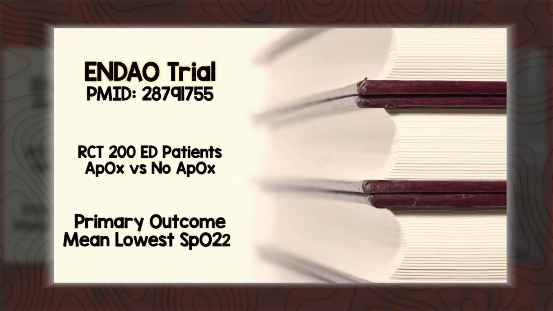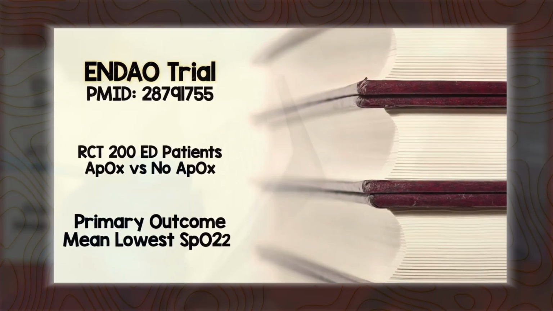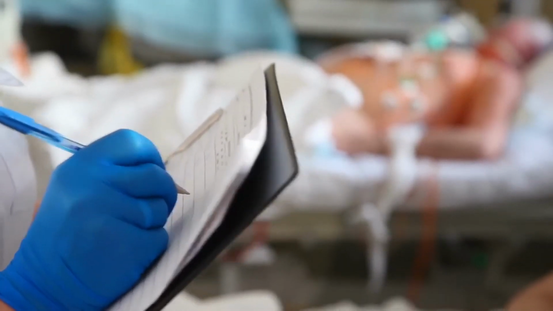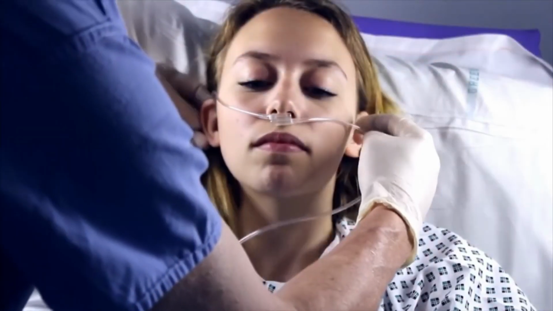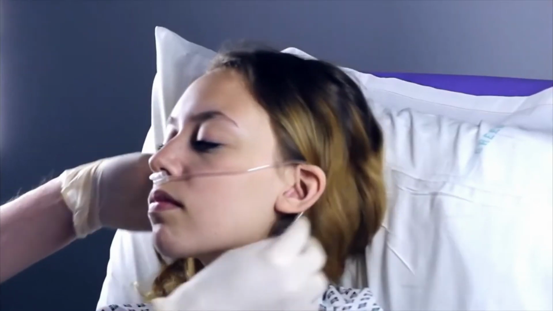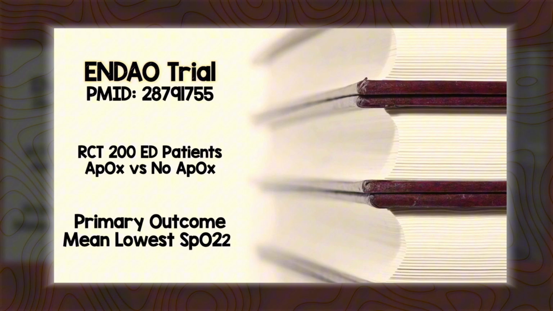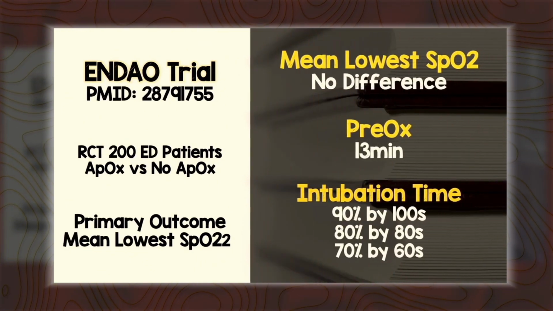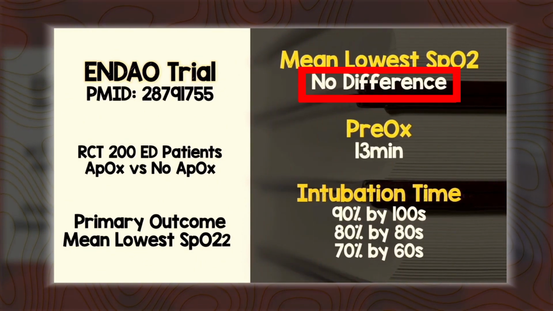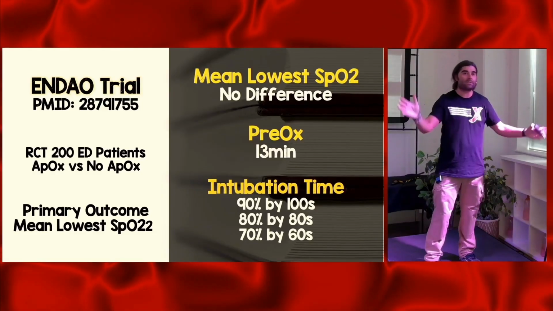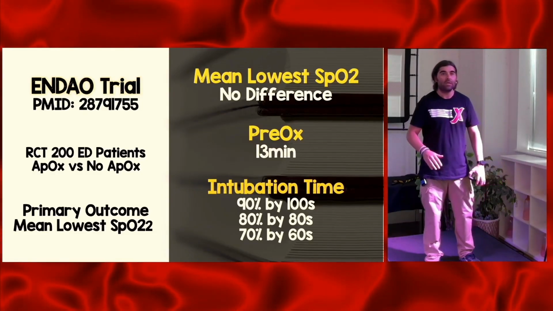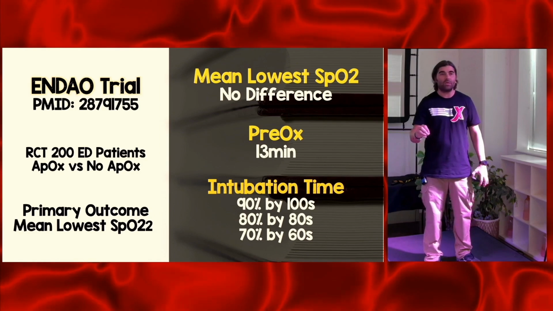And so this trial, the ENDOX trial, was a randomized clinical trial of 200 people in the ED who were getting intubated. They got randomized to nasal cannula apneic oxygenation versus none. Their primary outcome was the mean lowest oxygen saturation. And you know what? They found no difference. And so people use this study as like, man, we should just abandon apneic oxygenation. But there are a few details you need to really understand.